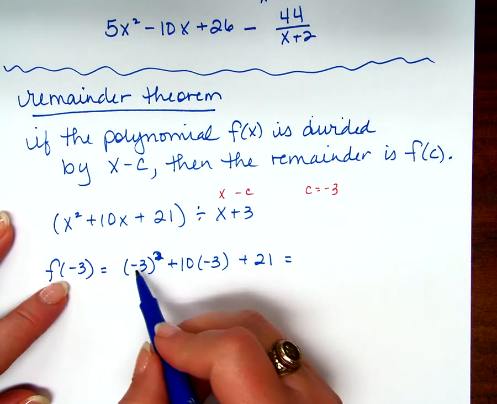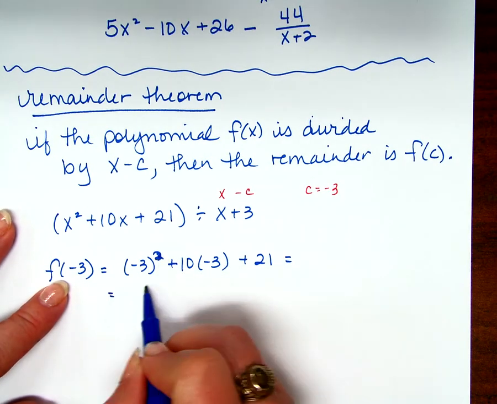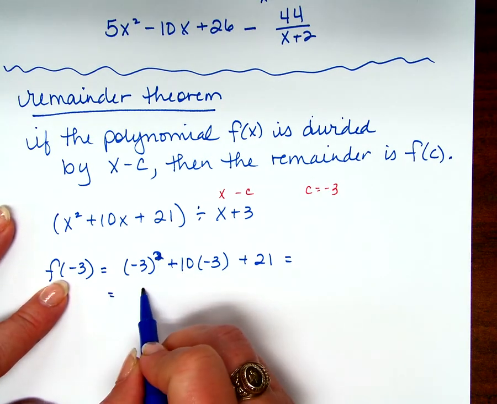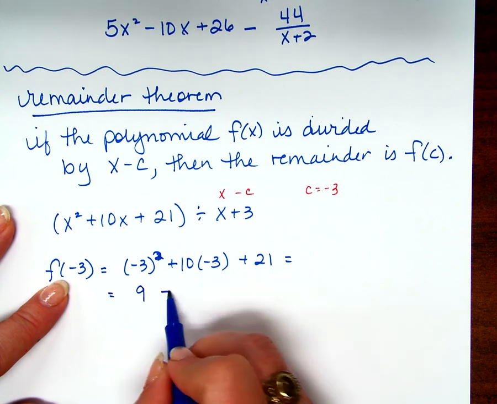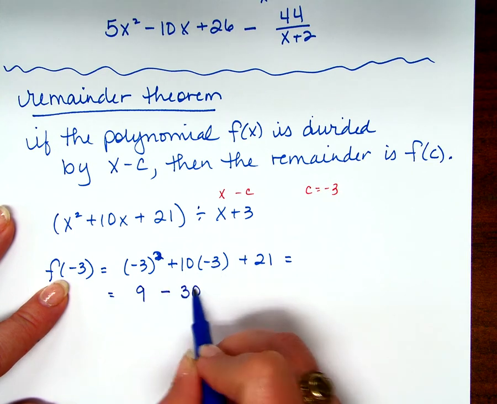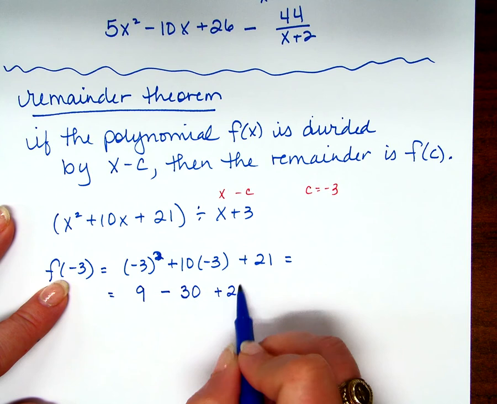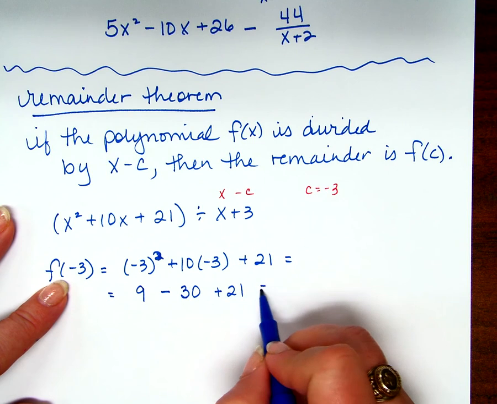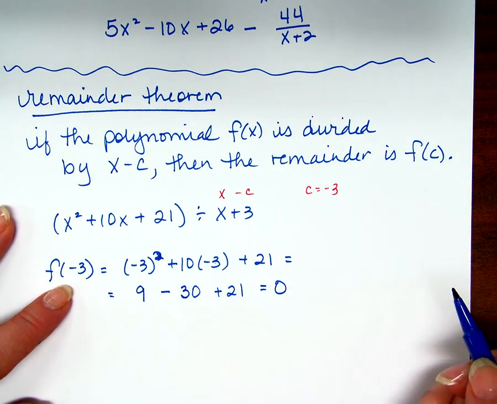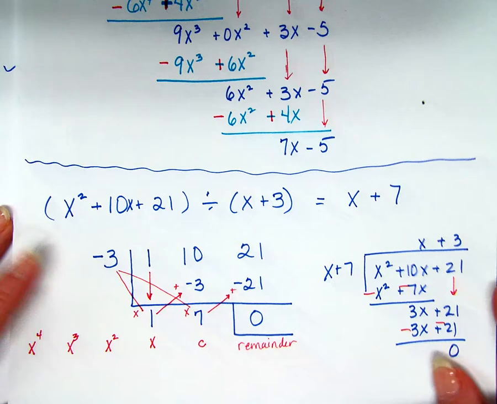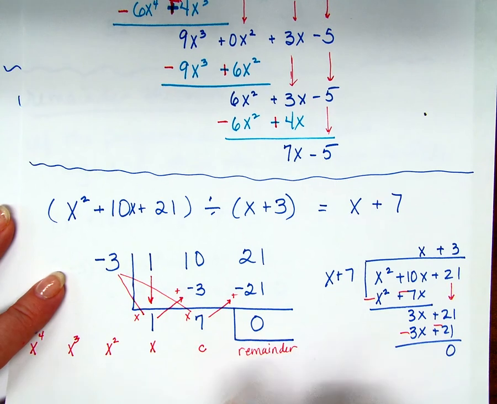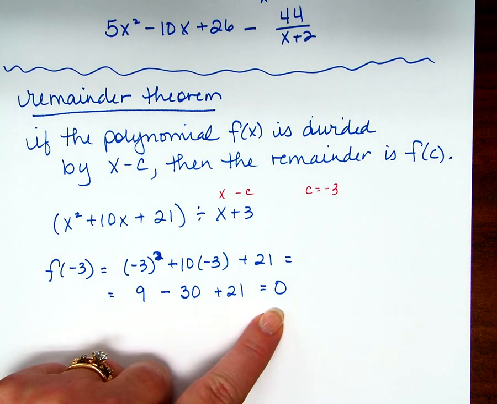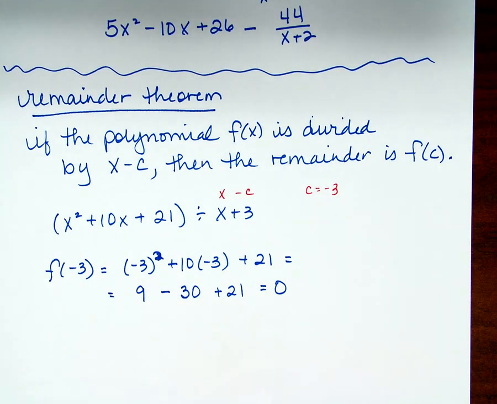Okay? Well, what is negative 3 squared? Negative 3 times negative 3 is 9. Good. 10 times negative 3? Negative 30 plus 21. What's 9 minus 30? Negative 21 plus 21? 0. Guys, what did I get for my remainder when I actually did the synthetic division? 0. Same thing. It's pretty cool, huh?